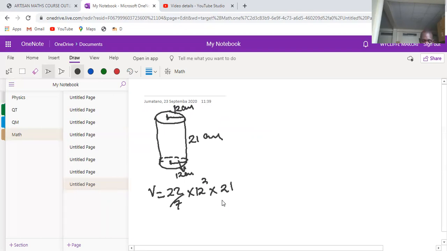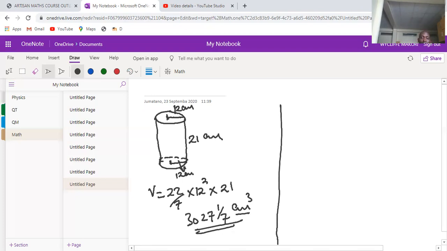If you do that, we have 22 over 7 times 12 squared times 21. You find the answer is 3027 and 1 over 7, 3027 and 1 over 7, and it should be in centimeters cubed. Always put the units of measurement in your answer. So basically, that is how we calculate it.